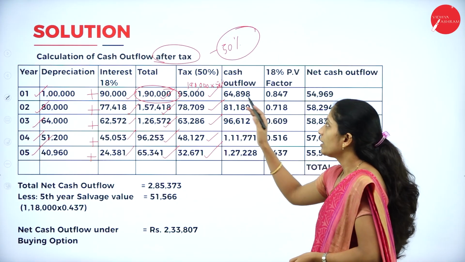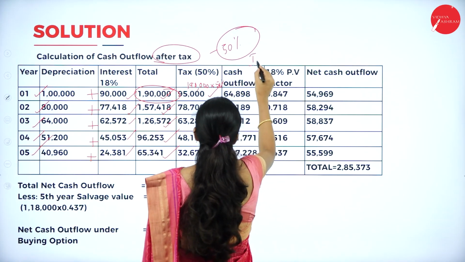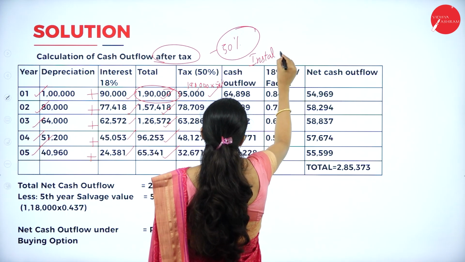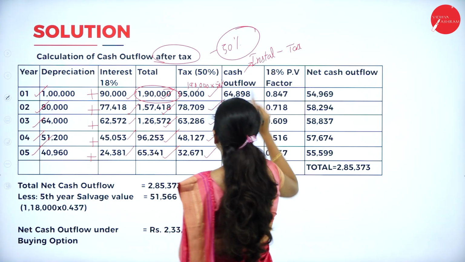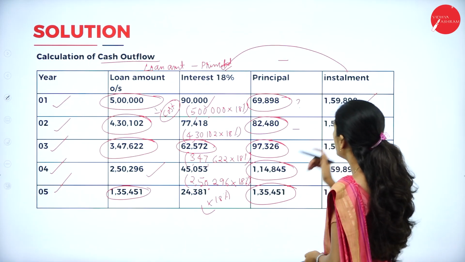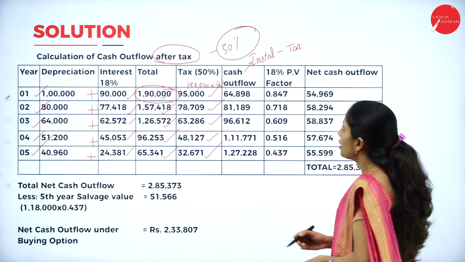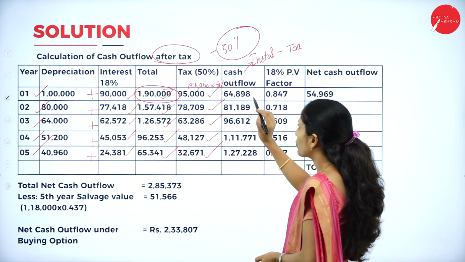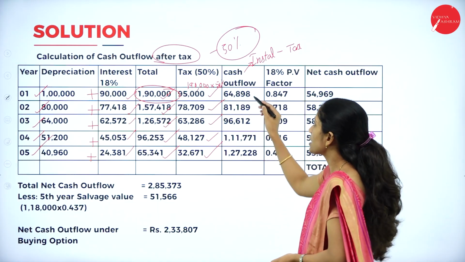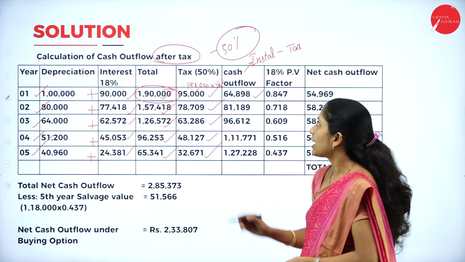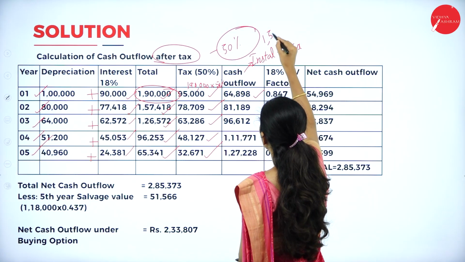Next, we have to see what is the cash outflow. We have to deduct this tax from the installment amount. How do you get cash outflow? Installment minus tax, so you'll get the cash outflow. What is the installment in the first year? Installment remains the same, that is 1,59,898. So, deduct all these. So, 1,59,898 minus 95,000 will get 64,898. The installment amount is 1,59,898.